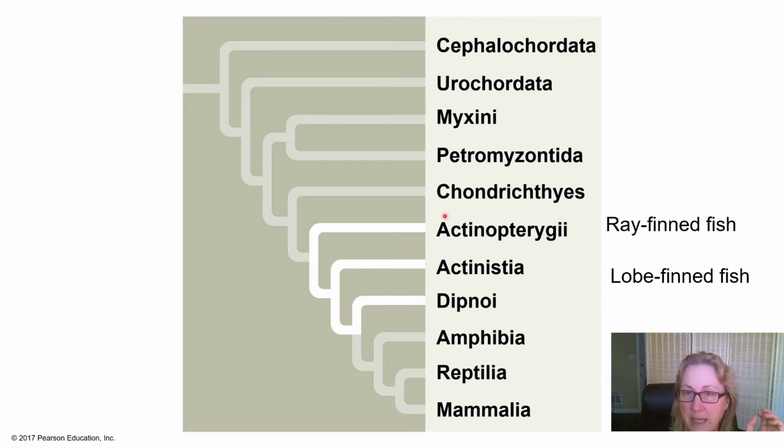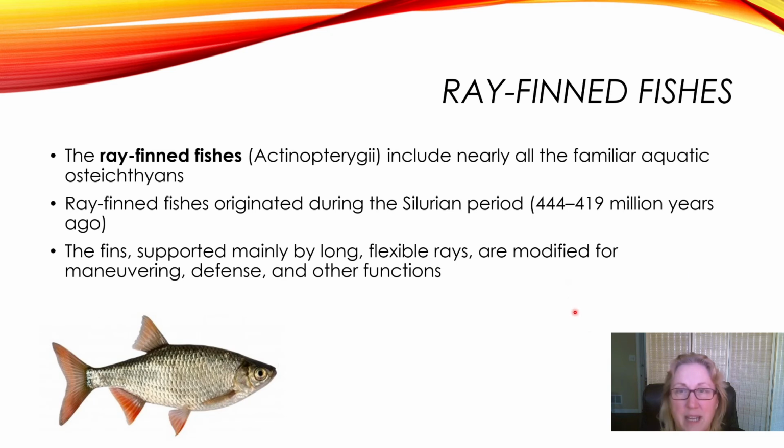The more basal lineage is the ray-fin fish, the Actinopterygii, and then the lobe-finned fish, or the Sarcopterygii, and there are 2 clades of them. But let's talk about the ray-fin fish. What do we mean by ray-fin? Inside of a ray-fin fish's fin are long, bony sticks, if you want to think of it that way, long, bony elements.